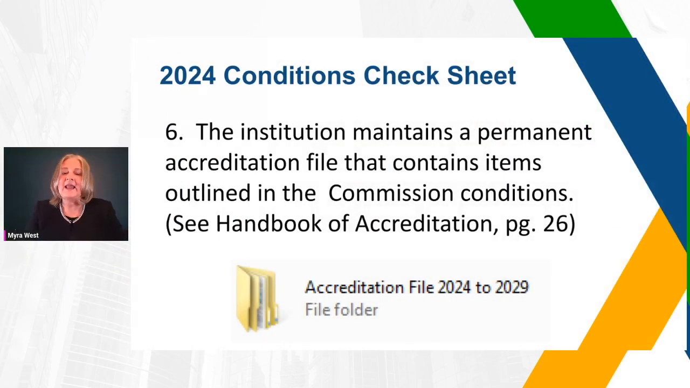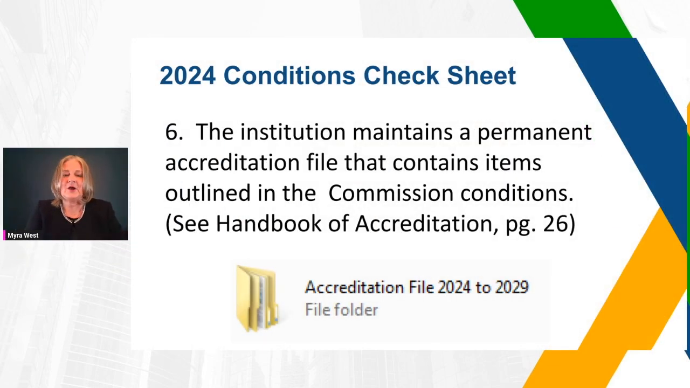As an institution, you want to ensure that if the person responsible for keeping the file leaves the institution, someone else on your campus still has access to all of the documents in the accreditation file. A best practice for your institution would be to have the permanent accreditation file on a shared drive that is backed up regularly and is accessible at a minimum to both the Chief Administrative Officer and your COE liaison officer at your institution.